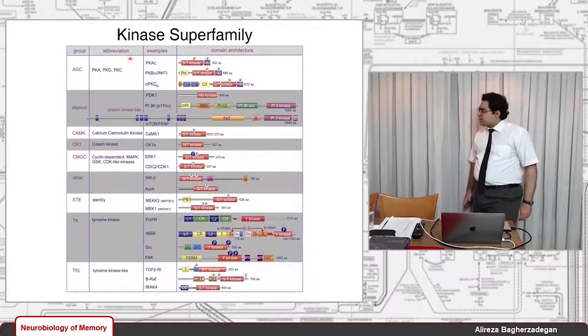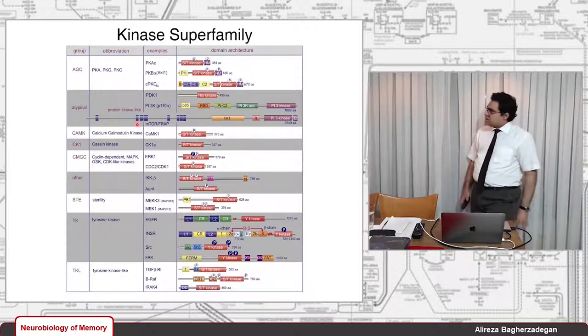Kinase superfamily. It is really a superfamily, and we have several kinds of kinase enzymes. I'm not going through the whole table here.